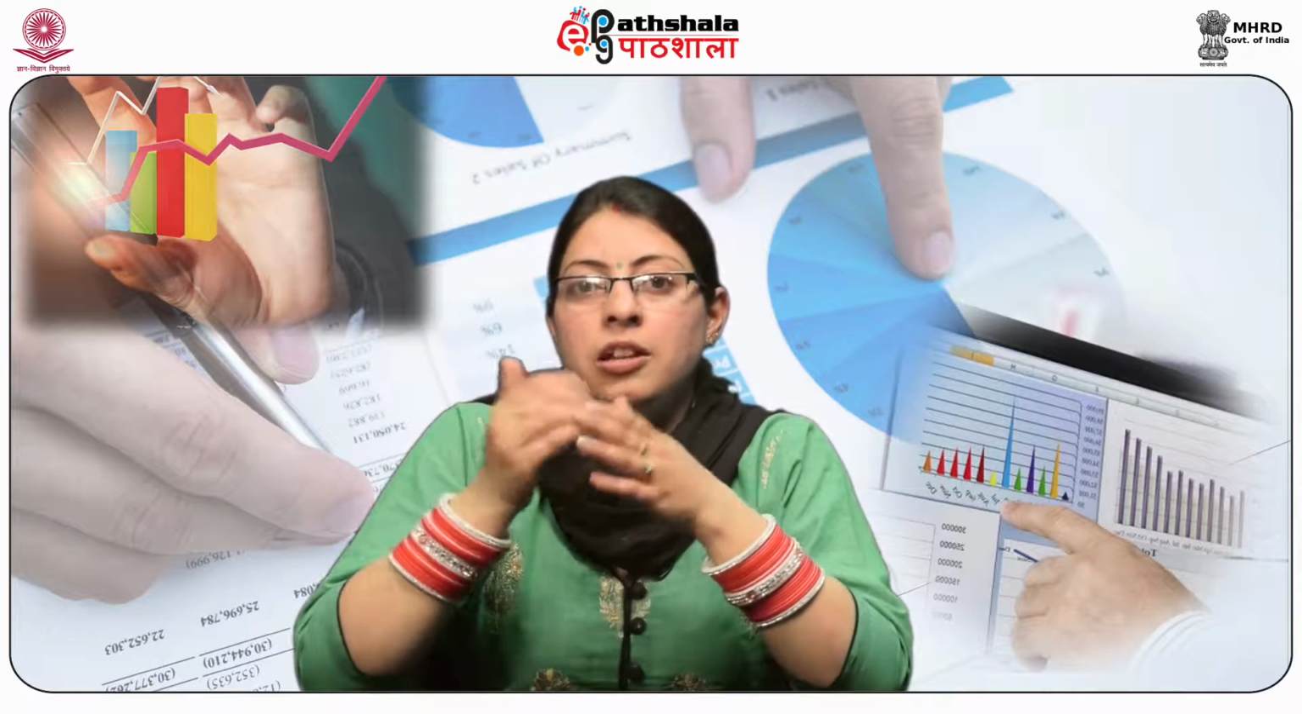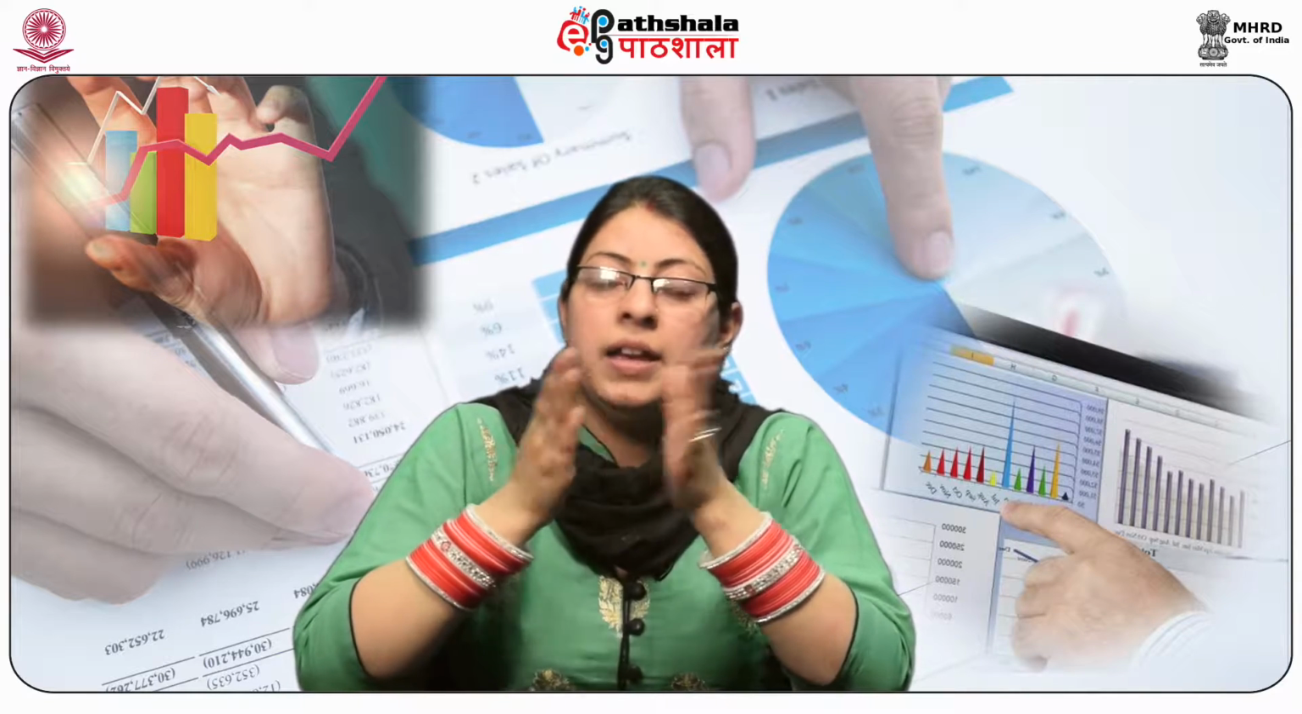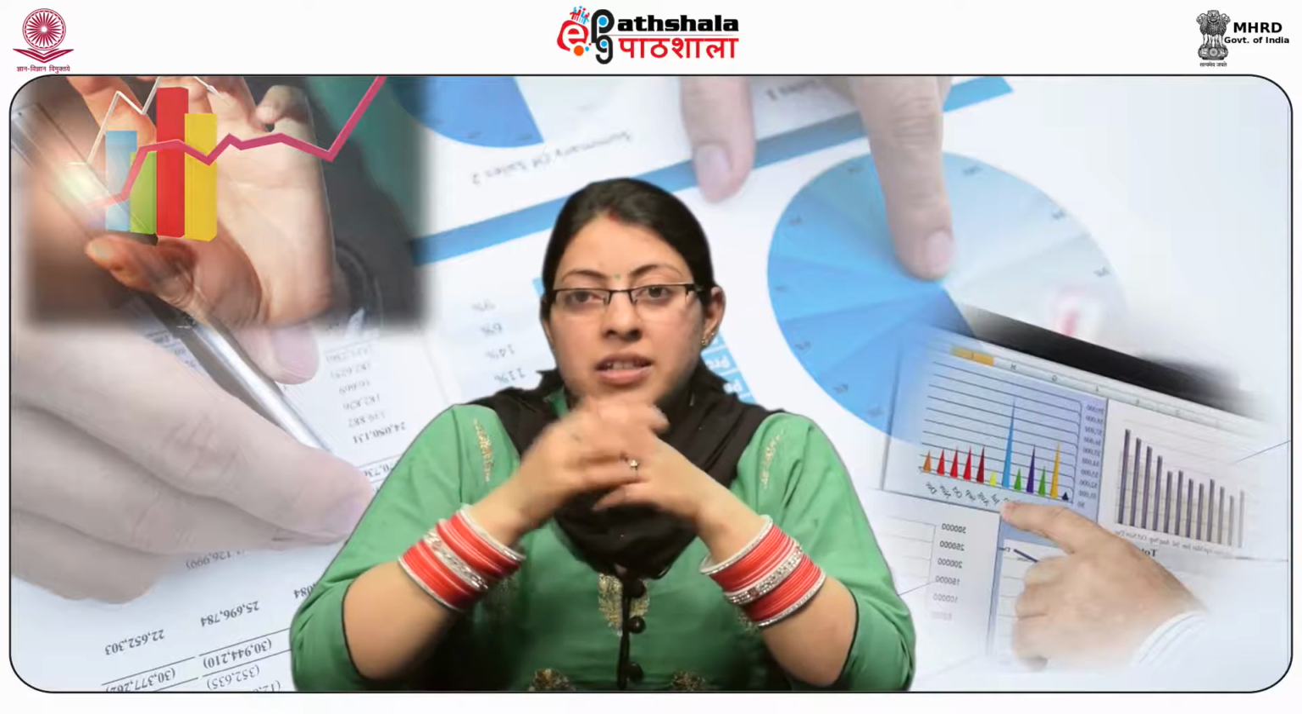Cash profit ratio. This ratio measures the relationship between cash generated from operations and net sales. Cash profit ratio is calculated by dividing cash profits by net sales multiplied by 100, where cash profit is taken as net profit plus depreciation.